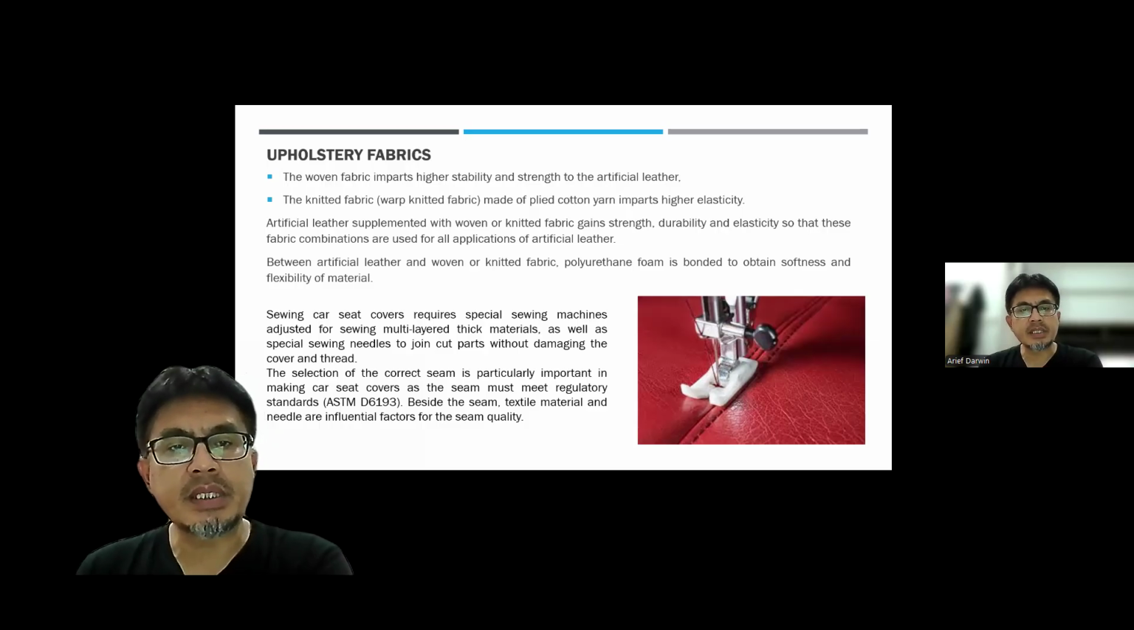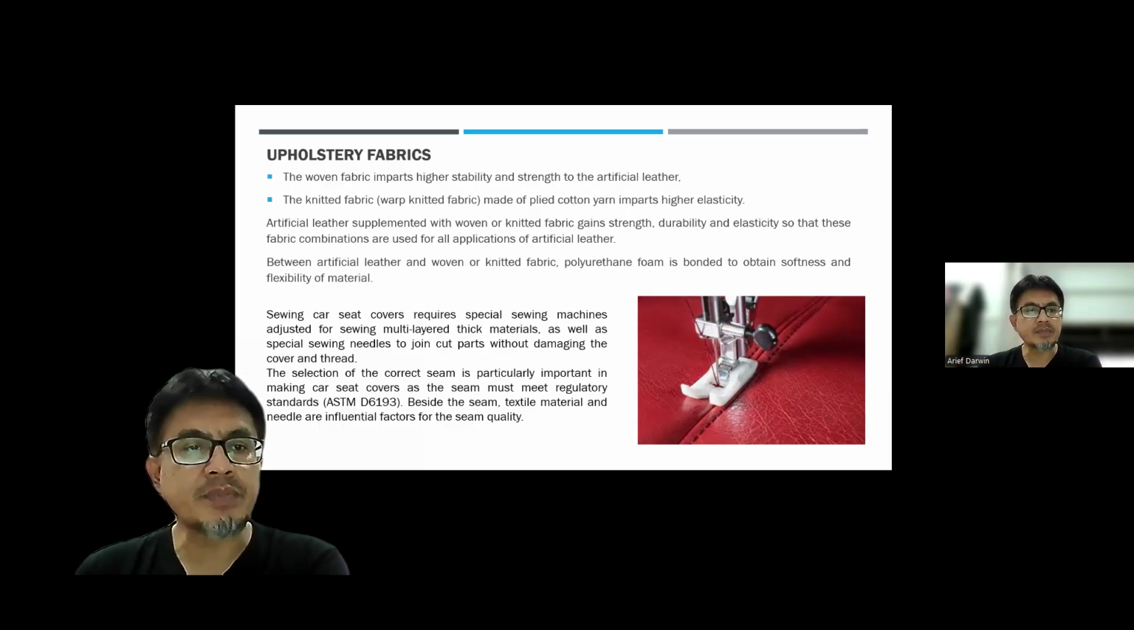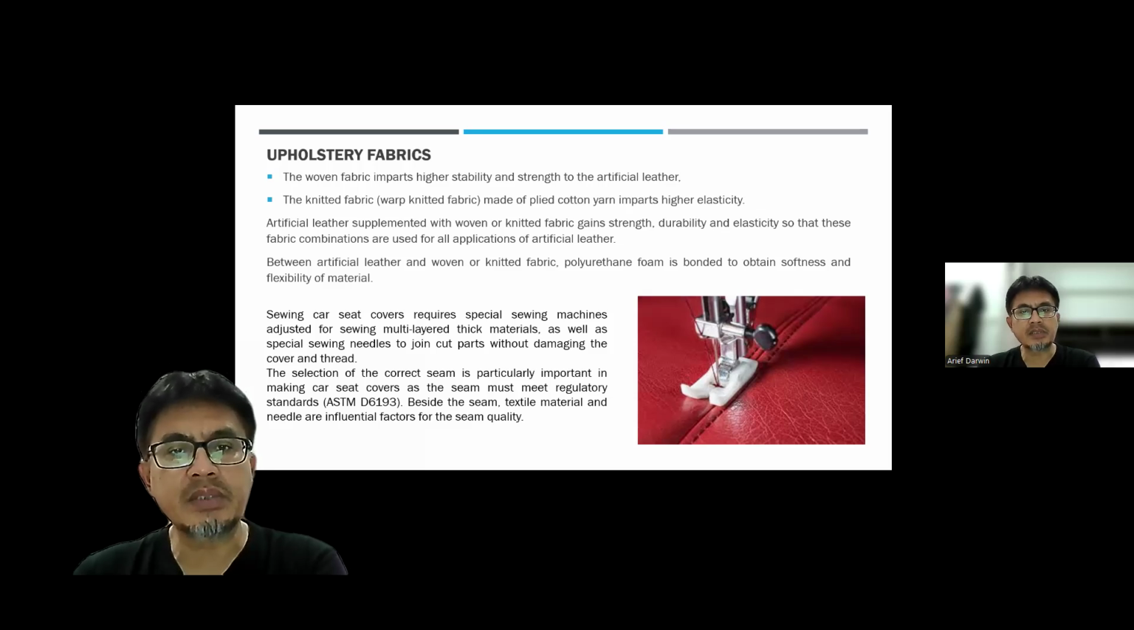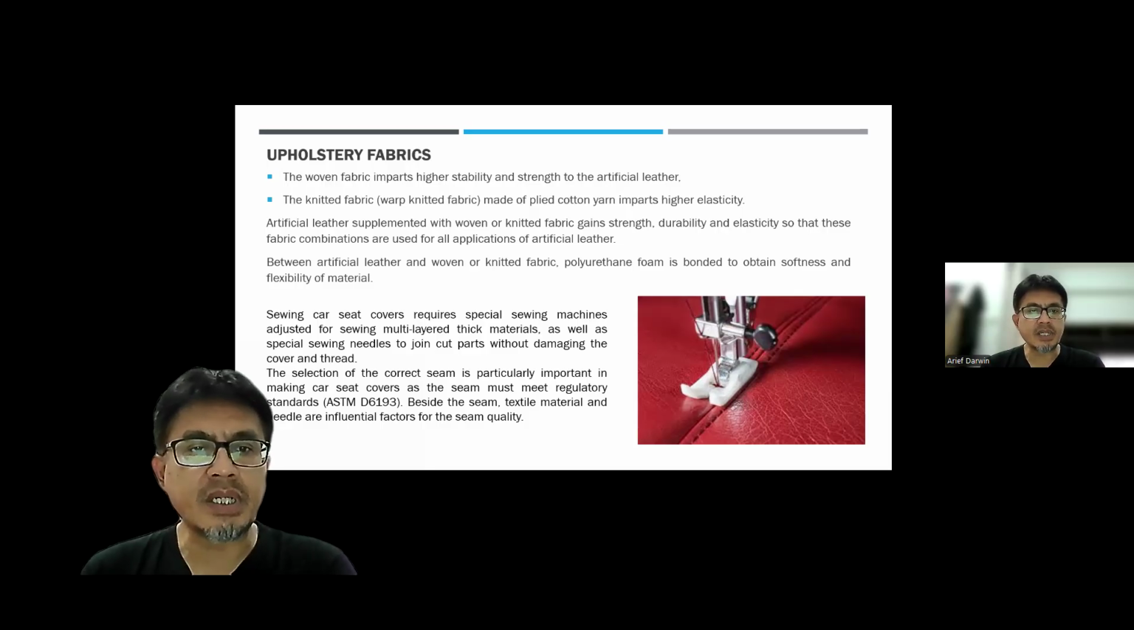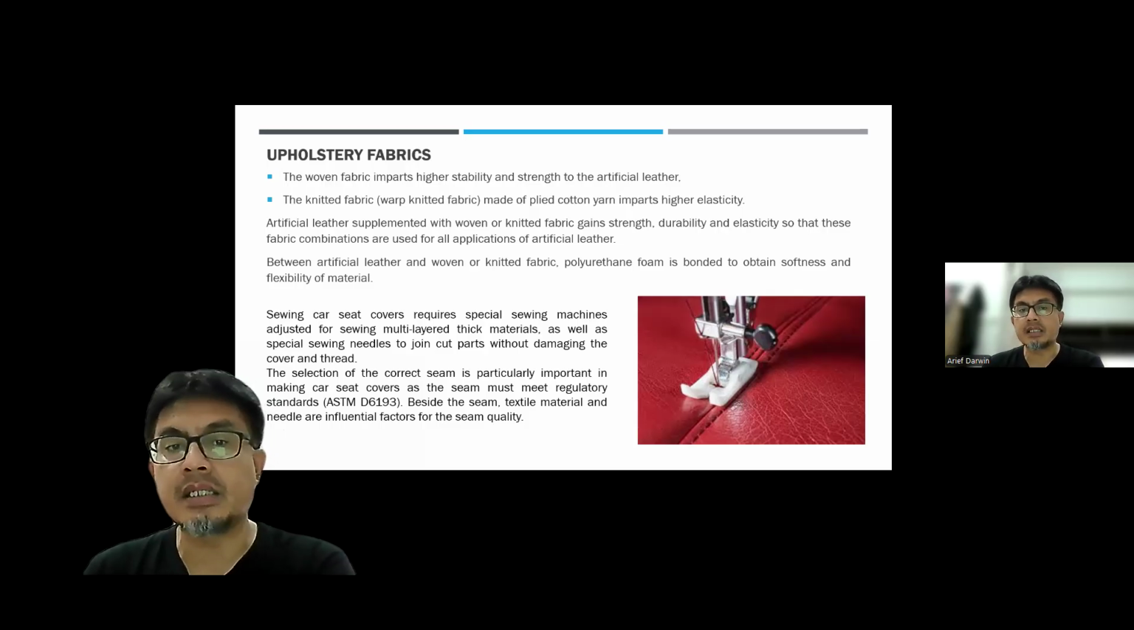Sewing car seat covers requires special sewing machines adjusted for sewing multi-layered thick materials, as well as special sewing needles to join cut parts without damaging the cover and the thread. The selection of the correct seam is particularly important in making car seat covers, as the seam must meet regulatory standards, ASTM D6193. Besides the seam, textile material and needles are influencing factors for the seam quality.